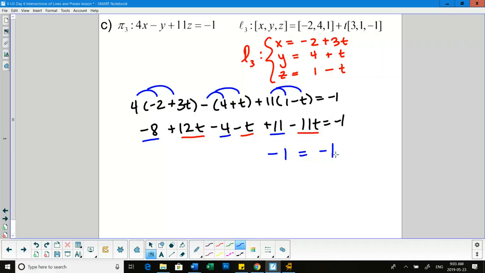So same kind of idea. Because we're left with a true statement here, this should tell us that we have infinite points of intersection. So the line is actually in the plane itself. And I don't need to go any further because everything is a point of intersection between that line and plane. So therefore, if we get a true statement, we have infinite points of intersection.